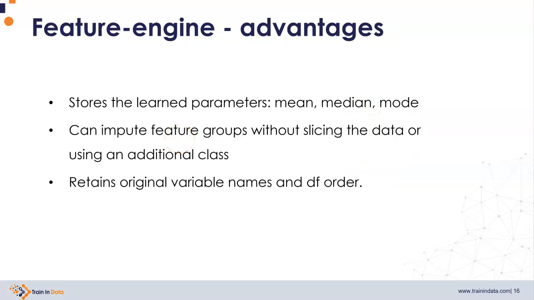So Feature Engine has some advantages. Similarly to the SimpleImputer, it learns the parameters to use in the imputation with the fit method, and it stores them as part of its attributes. And it can also impute feature groups without the need to add additional transformers or to slice the dataset beforehand. And another thing that is very valuable is that it retains the original variable names and the data frame order. So when we use Feature Engine, the same order and names that appear in the dataset that was used as input will be the ones that appear in the dataset that is used as output.